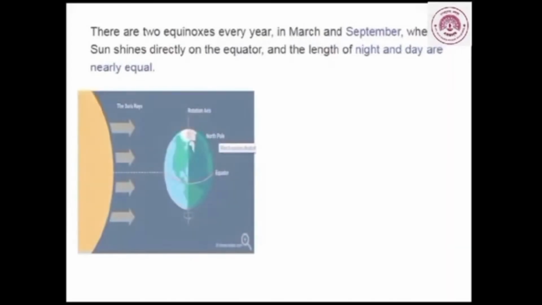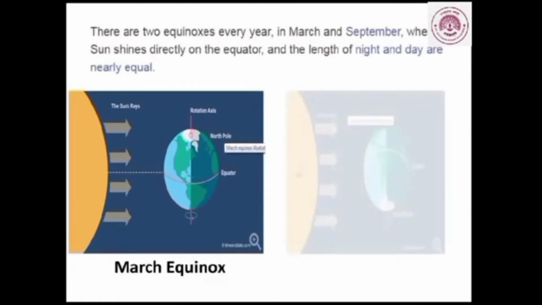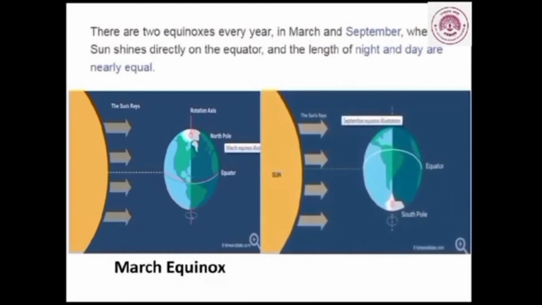Now as I said, there are two equinoxes in March and September, when the sun shines directly on the equator and the lengths of night and day are nearly equal. Now first is the March equinox and the second one is the September equinox. Okay.